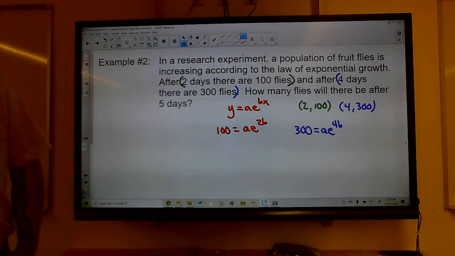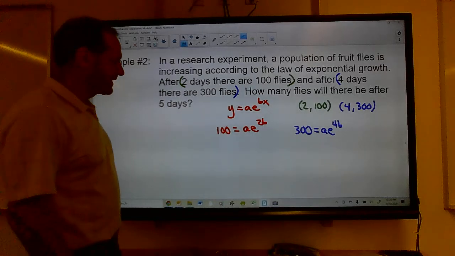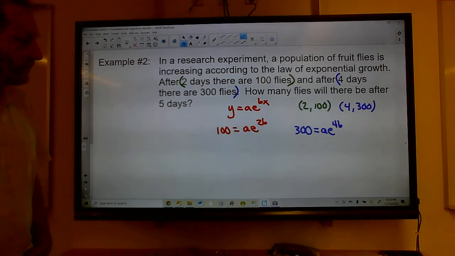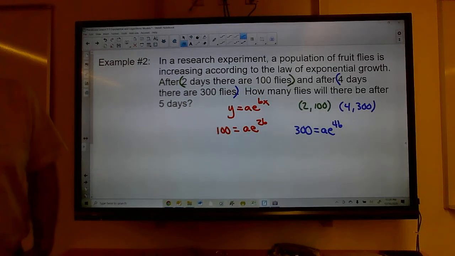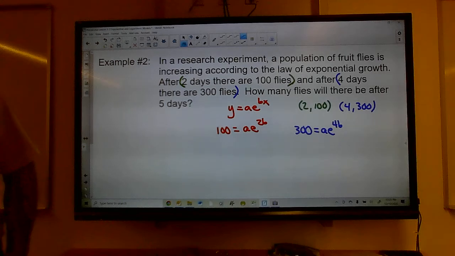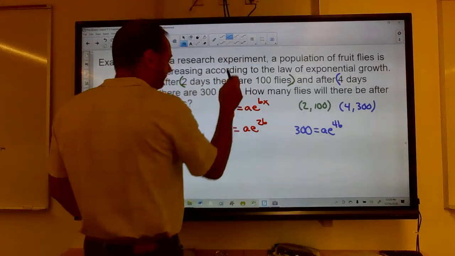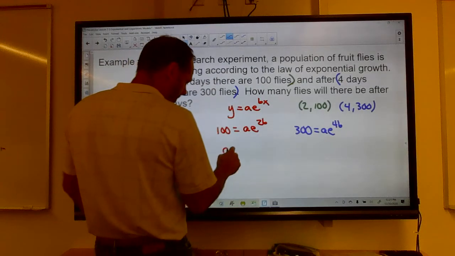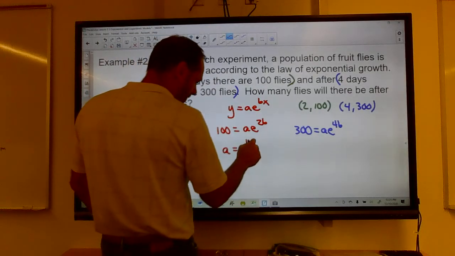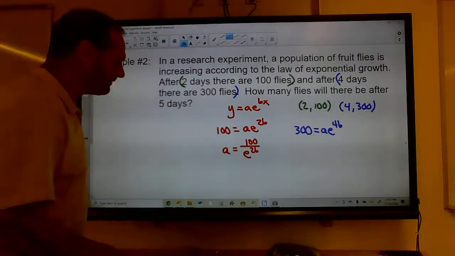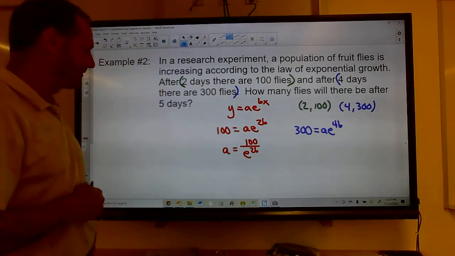Okay. Now, the problem is I still have two variables in each one of these equations. So what I'd really like to do is see if I can solve for one of those variables somehow and use that to plug into the other equation. So, I can easily solve for a right here. So a is going to equal 100 divided by e to the 2b power. I just divide by e to the 2b on both sides.